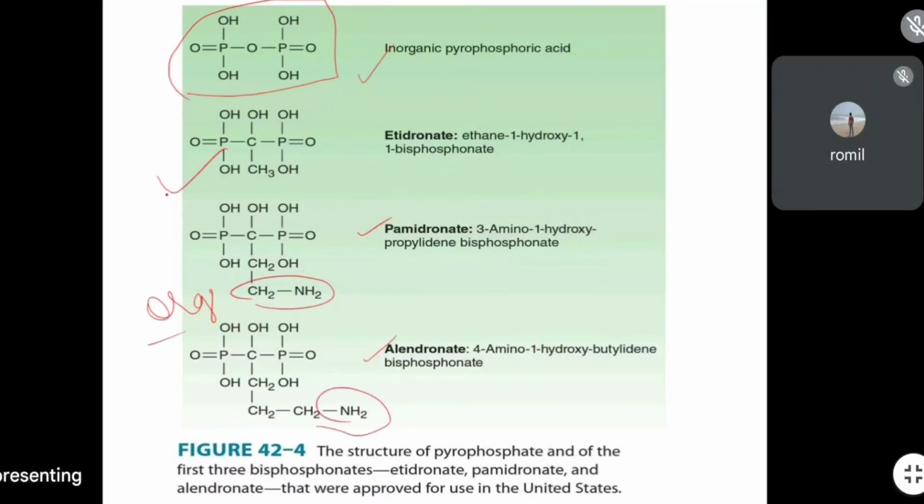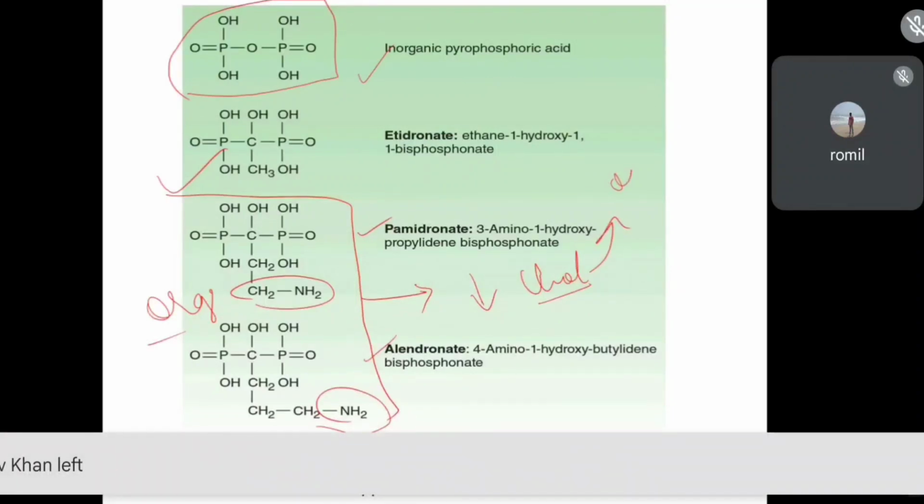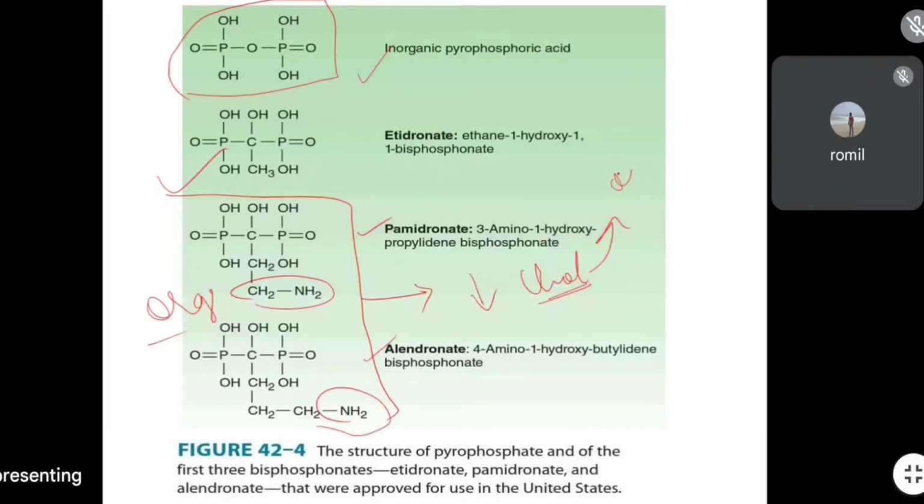These amino groups have one additional property: they decrease the synthesis of cholesterol in the mevalonate pathway, and through that decrease osteoclast activity. Cholesterol increases osteoclast activity, so when we decrease cholesterol, osteoclast activity decreases, and through that we can maintain bone density and decrease osteoporosis. This is the difference between organic and inorganic.